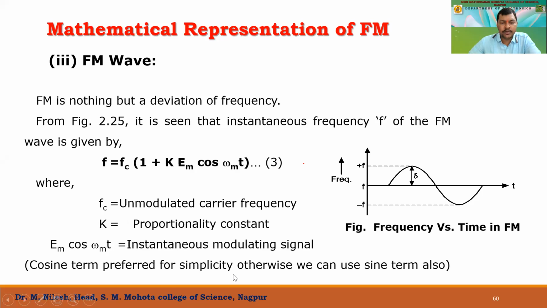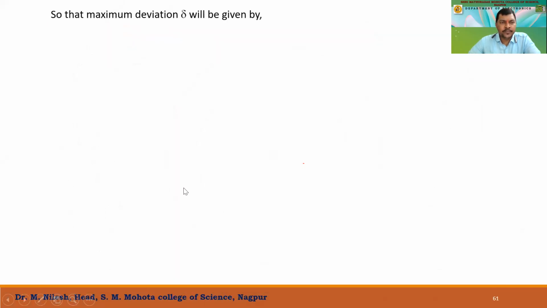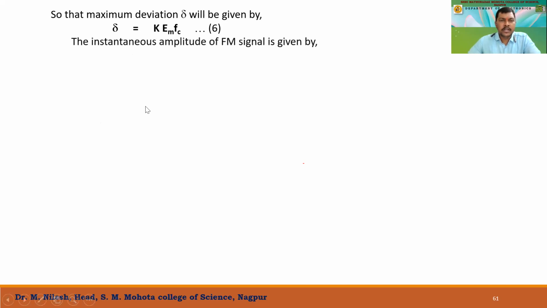And this cosine term is preferred for simplicity. Otherwise, we can use the sine term also, so we can use both of them. Here it has been used as sine. So this is for the FM wave, and when we try to solve it, the maximum deviation del will be given by del equal to K Em fc, and the instantaneous amplitude of the FM signal is given by e FM equal to A sine of a function of omega c and omega m.